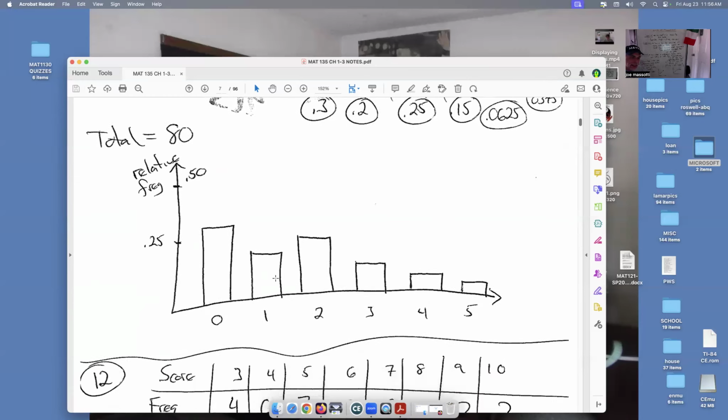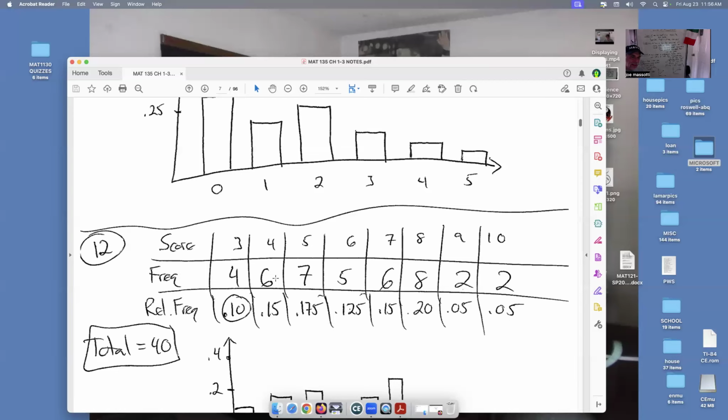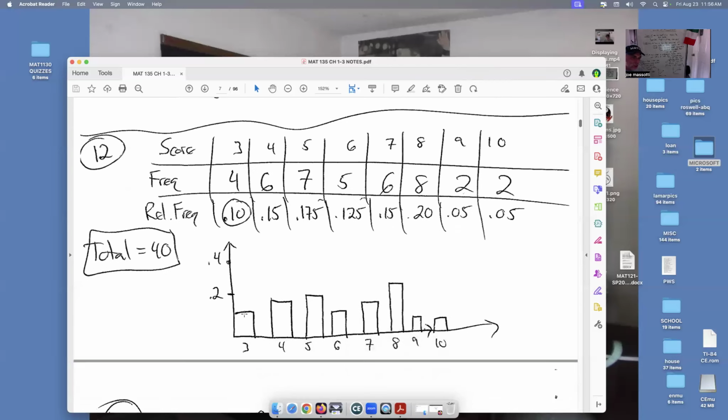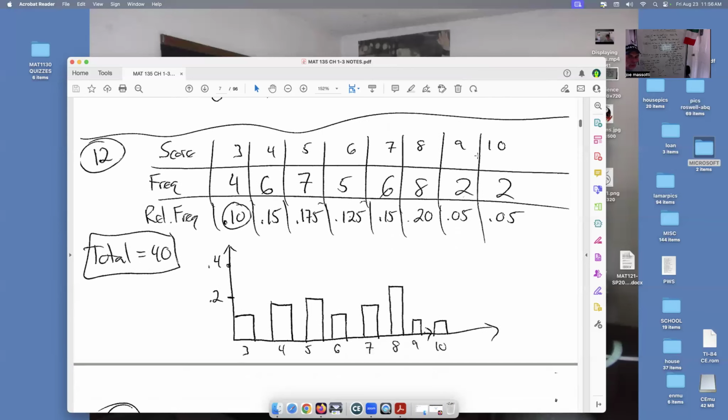All right, this is just a second example of the same thing. In this case, there's only 40 individuals. We count up the frequency of observations. In this case, the scores go from 3 to 10. And here are the frequencies. Once again, the relative frequencies are the percentage of observations. So in this case, 4 out of 40 gives us the 10%. 6 out of 40 gives us the 15%, and so forth.